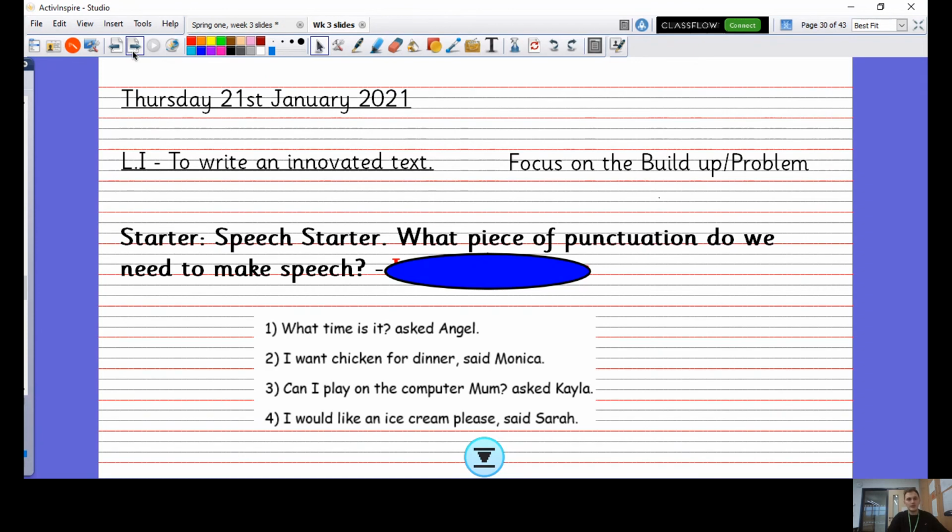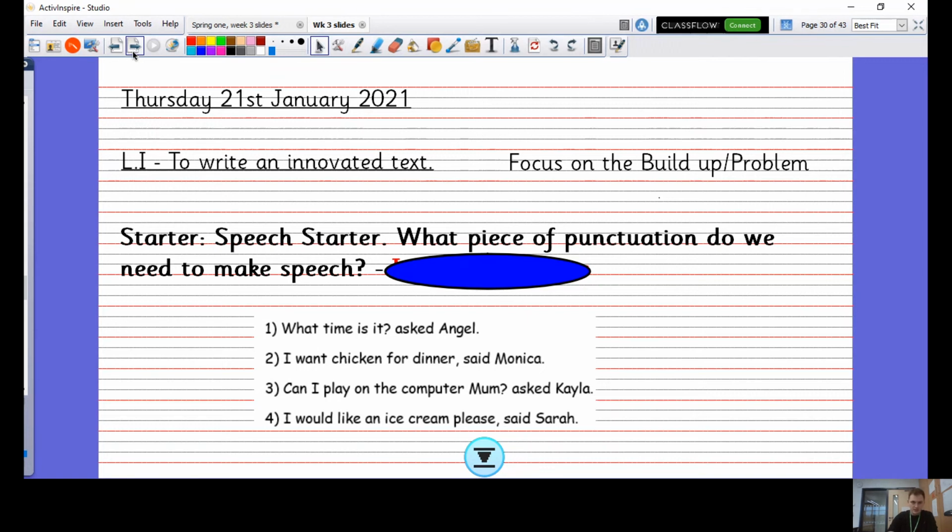So today we are carrying on with our writing of our innovated text, but today we're going to focus on the build-up and our problem. Okay. Yesterday you guys started and you wrote a lovely introduction, and I saw lots of lovely introductions sent into the Beach and Elm email accounts, which is fantastic. Now, lots of you yesterday may not have got up to the part that we're getting up to today, and that's okay. You may need to go back and do a little bit more writing, but that's absolutely fine.